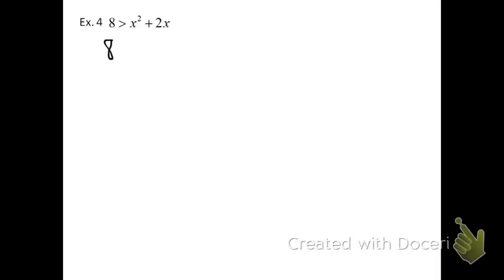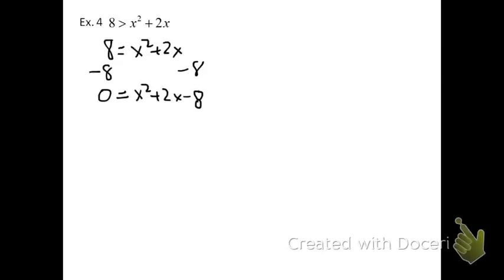So I'm going to set up 8 equals x squared plus 2x and try to solve this equation. Now, let's see. The easiest thing to do is probably to subtract 8, right? And I get 0 equals x squared plus 2x minus 8. Now this thing hopefully can be factored, and there is no GCF. It's not a perfect square trinomial because that last term is negative. That ain't going to work.